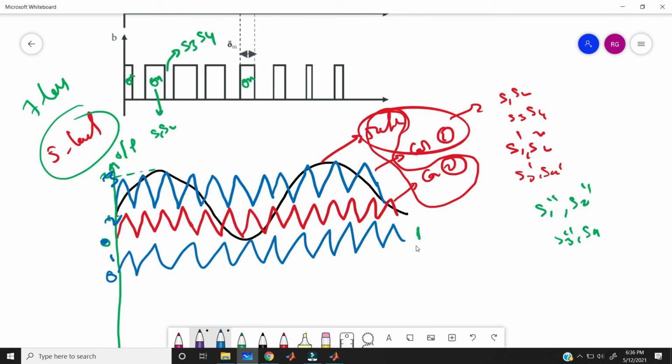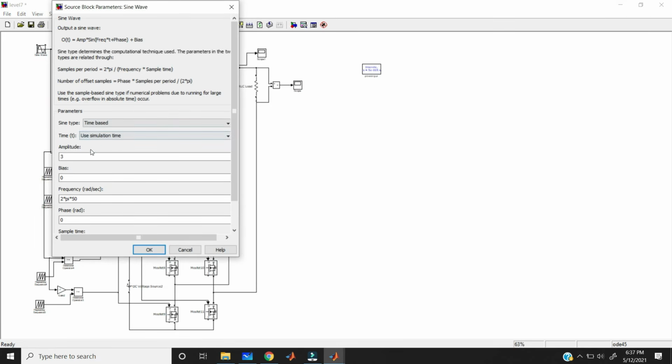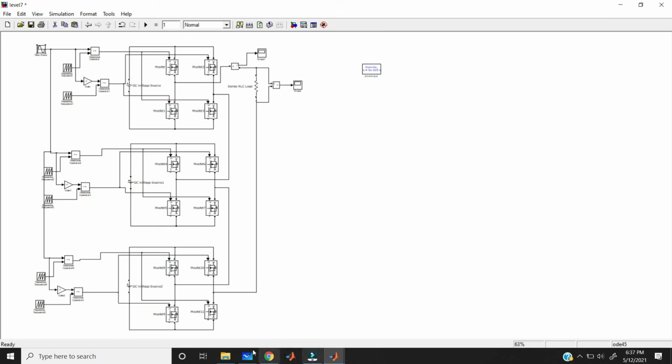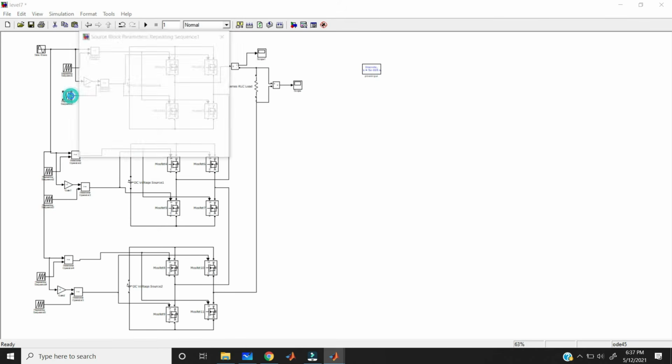For the first level you can take only 0 to 1 as the repeating sequence, 1 to 2 is the second bit, 2 to 3 is the third bit. That is the only change needed. So now open your MATLAB and take the sine value as 3. Here I am taking 3, right? So for the first H bridge we need to take 0 to 1. That's why I am taking the repeating sequence output value as 0 to 1, and the time value does not change for anything.